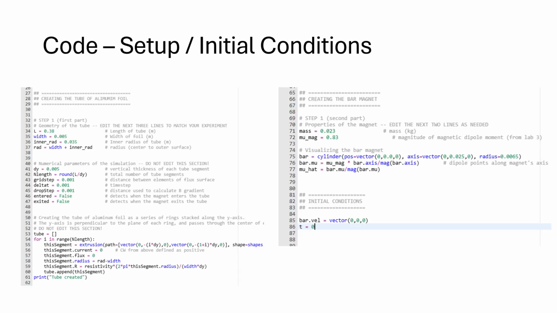This is the setup for the code portion of the lab. We input the geometry of the aluminum foil tube and set the numerical parameters for the simulation. We also have an array of rings that are used to model the tube. The magnetic moment is set to the value that was calculated from Lab 2, and initially we set the velocity to 0 and the time to 0.